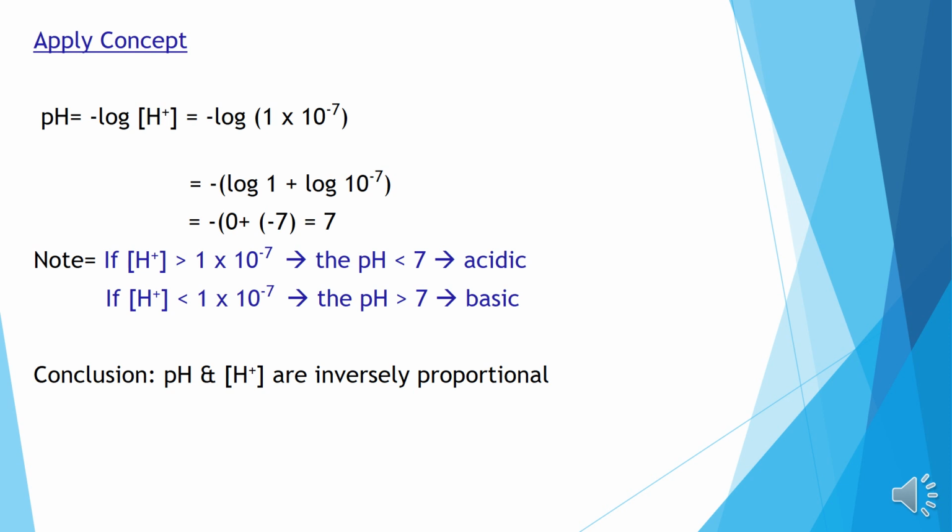Note here that if the concentration of H plus is greater than 1 times 10 to the power minus 7, the pH is less than 7 and the solution is acidic. If the concentration of H plus is less than 1 times 10 to the power minus 7 molar, the pH is greater than 7 and the solution is basic. As a conclusion, pH and the concentration of H plus are inversely proportional.